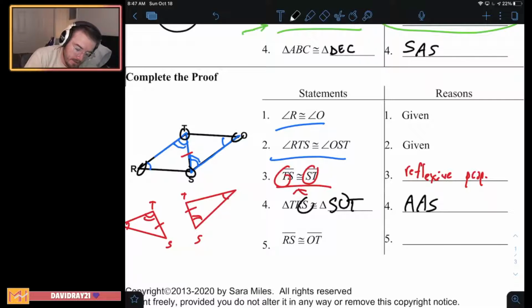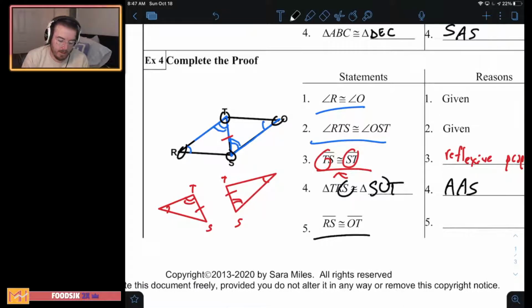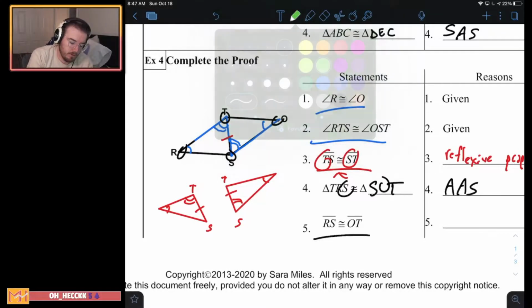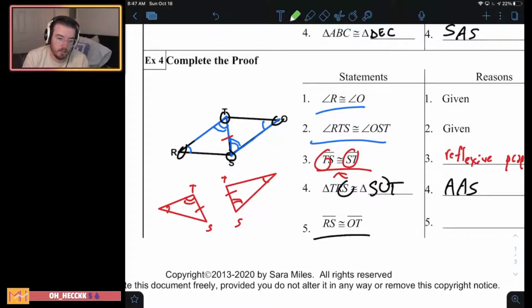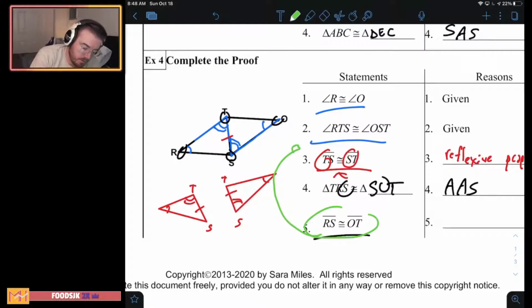Angle, angle, side. Now, whoa, we got a fifth statement at the end. RS is congruent to OT. Is that true? Well, if you had tried to tell me this at the very beginning, why would that be true, right? Why would RS be congruent to OT? I mean, besides the fact that it just looks like it, I'm not sure you would have a reason for that. You wouldn't have a reason for that.